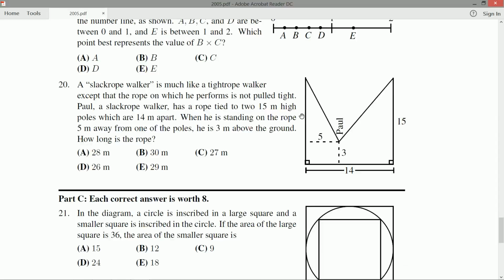A slack rope walker is much like a tightrope walker, except that the rope on which he performs is not pulled tight. It is slack. Paul, a slack rope walker, has a rope tied to two 15-meter high poles, which are 14 meters apart. When he's standing on the rope, 5 meters away from one of the poles, he is 3 meters above the ground. How long is the rope? We have some options here in the high 20s. Well, let's draw our picture.